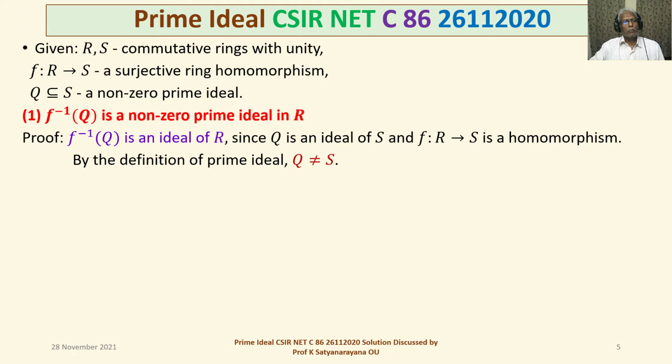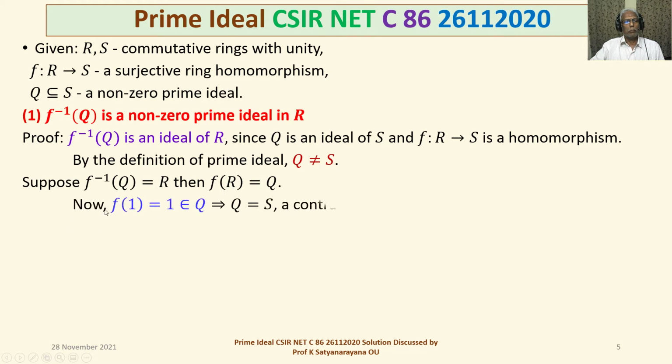To show that, we first suppose that F inverse Q is equal to R. This implies F of R is contained in Q. R has a unit element 1, so F of 1 will belong to Q. But F of 1 is the unity element of S, so F of 1 is equal to 1, where this 1 is the unity element of S. So 1 belongs to Q. That implies Q is equal to S, a contradiction because Q is not equal to S.